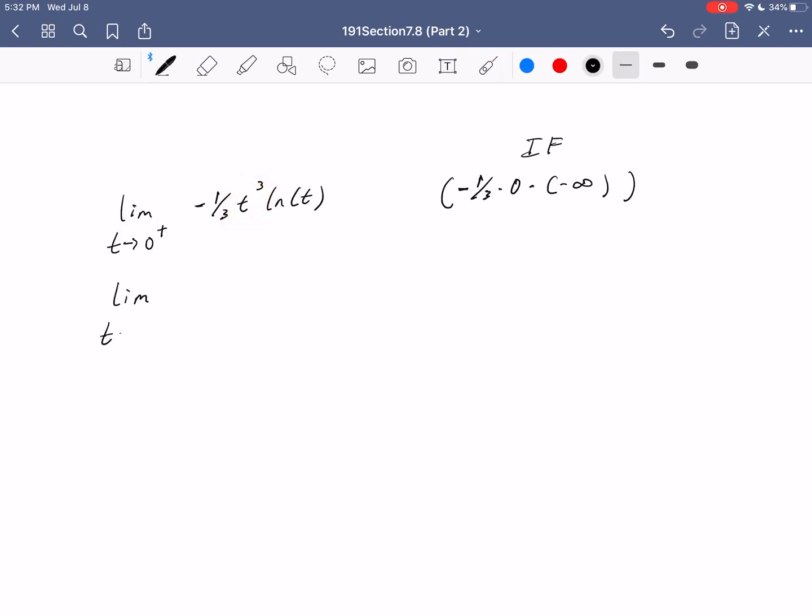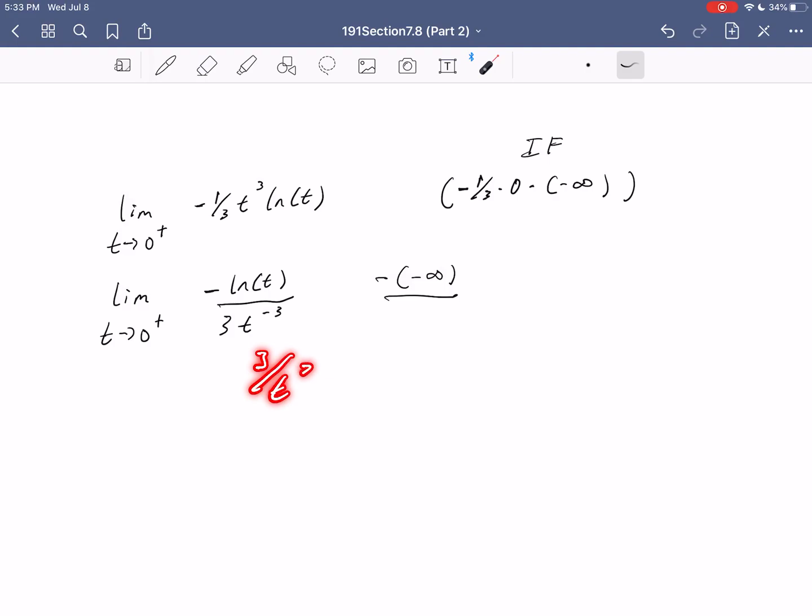Probably easier to do that with the t cubed, treating it as a t to the minus 3. So we're going to do this as limit t goes to 0 plus of minus ln of t over 3t to the minus 3. Now, as t goes to 0 plus, up here, you're going to negative infinity. And down here, you're going to 3, and then 0 to the minus 3, that's really 3 over t cubed. That's going to be going to positive infinity. So now you're in an infinity over infinity case.